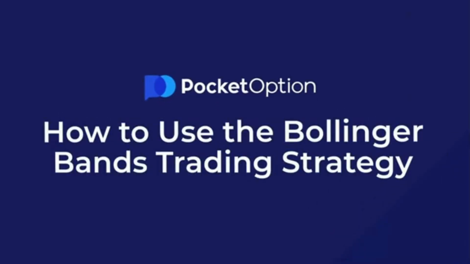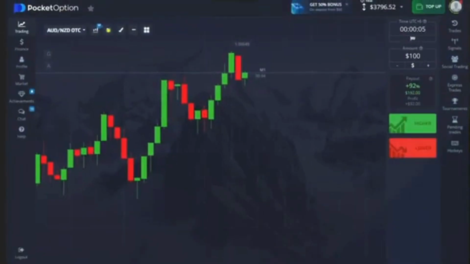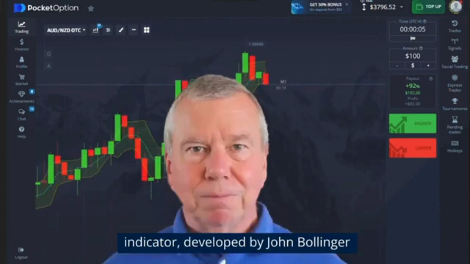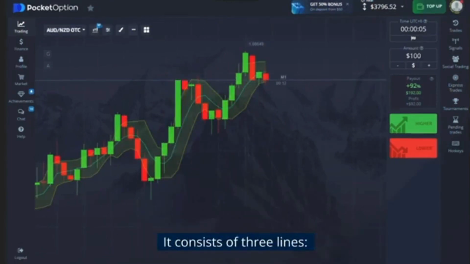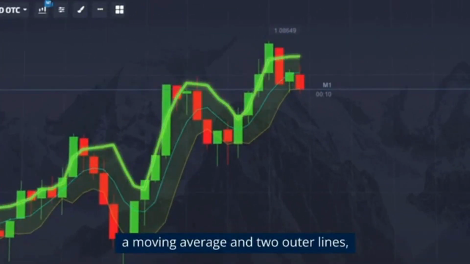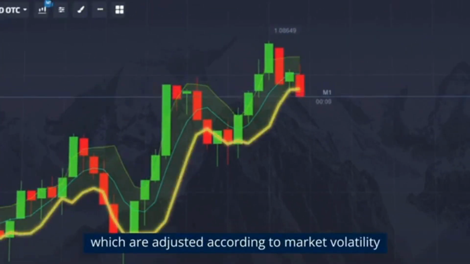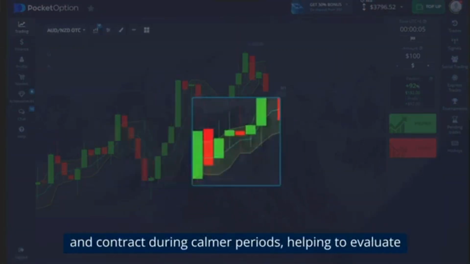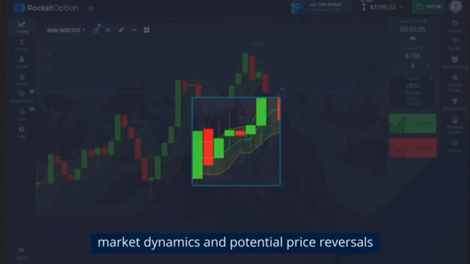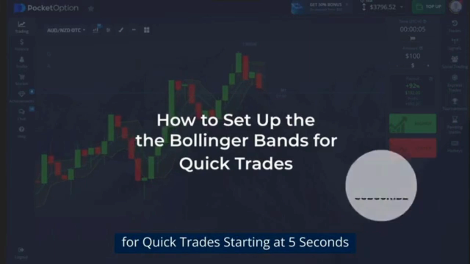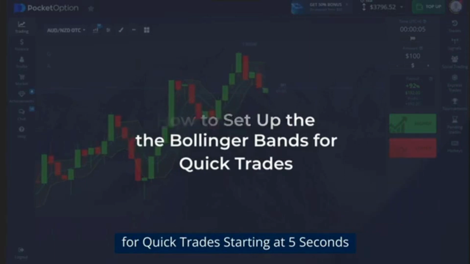How to use the Bollinger Bands trading strategy. This strategy is based on the use of the Bollinger Bands indicator, developed by John Bollinger. It consists of 3 lines, a moving average and 2 outer lines, which are adjusted according to market volatility. These lines expand when the market is volatile and contract during calmer periods, helping to evaluate market dynamics and potential price reversals.